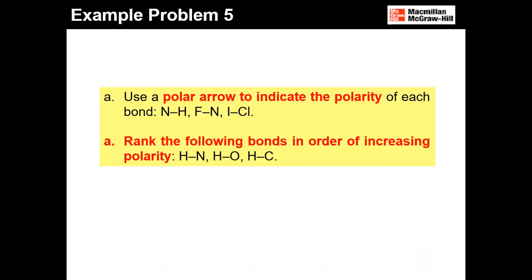Can you do this one? Use a polar arrow. I think it is before we finish our class. Can you do A? Use a polar arrow to indicate the polarity of each bond, and then post it in the Padlet before we stop our class. A, only A. How do you show the polar arrow? NH, FN, and ICl, to see the electronegativity. And then you post in the Padlet.